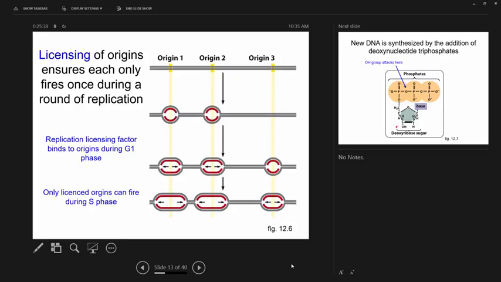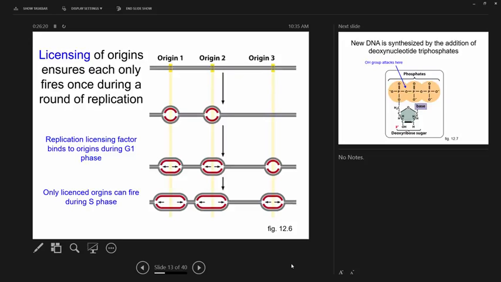Then when you move to S phase, only origins of replication that possess the protein licensing factor are able to fire or start replication. So, let's pretend that this one did not get licensing factor in G1. It would just still be here and this would never happen. If it didn't get the licensing factor during G1, during S phase, you could never have replication starting.